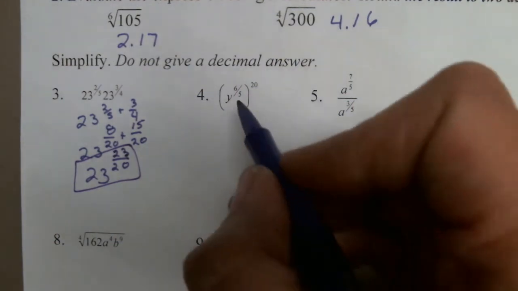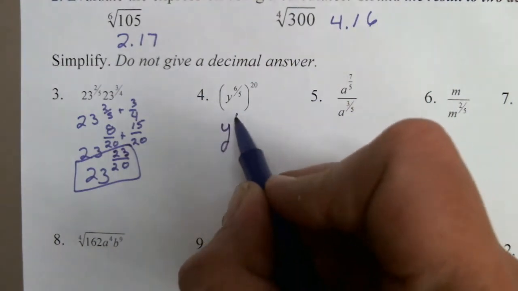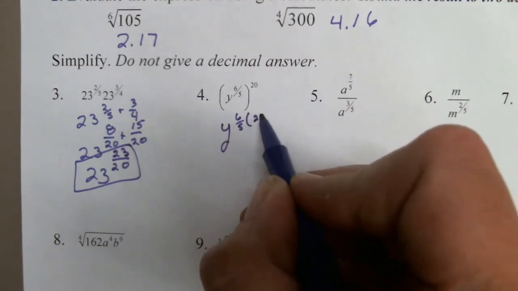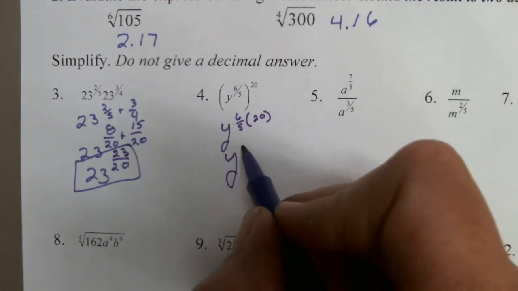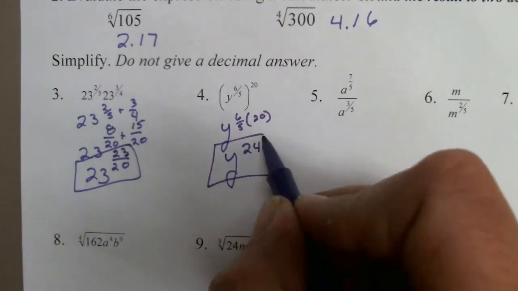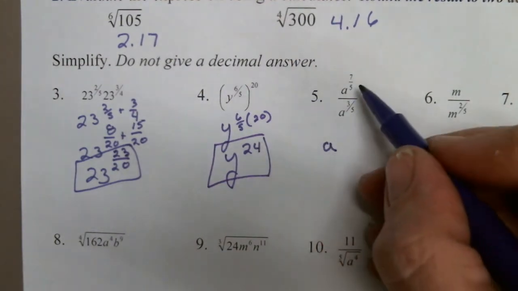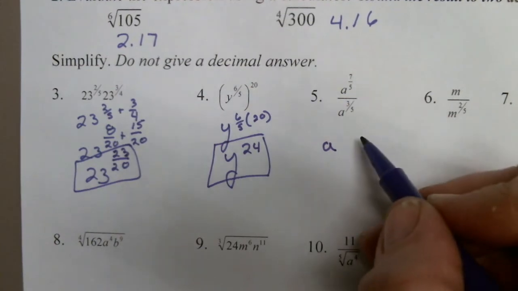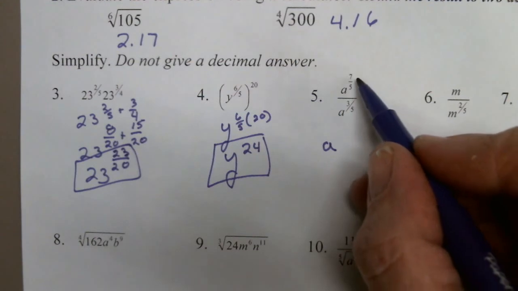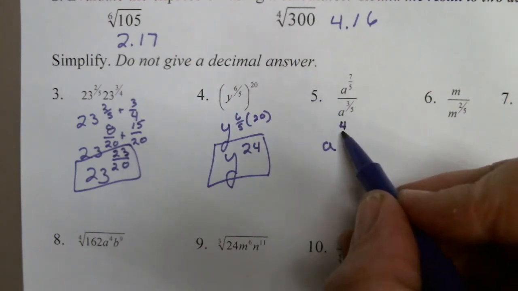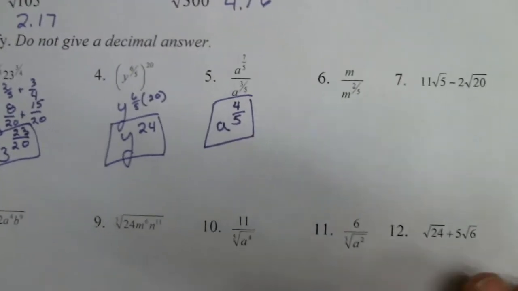Number 4, y to the 6/5 to the 20th power. When we raise a power to a power, we multiply exponents, so y to the 6/5 times 20. 6/5 times 20 gives you 24, so it's y to the 24th. For number 5, a to the 7/5 divided by a to the 3/5. When you're dividing two powers with the same base, you subtract the exponents. 7/5 minus 3/5 is 4/5.